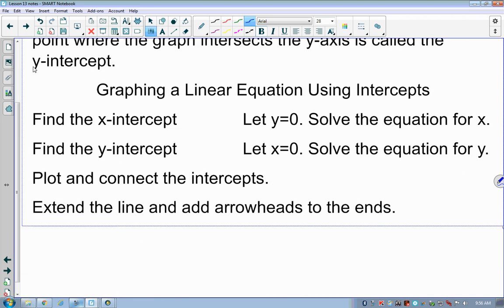Okay. So to find the x-intercept, you let y equal 0, and then you solve the equation for x. One way of being able to plot a line is to find your x-intercept and your y-intercept and just draw the line between those 2 points. Okay, you can do that. So you would let y equal 0 and solve the right-hand side for that. For the y-intercept, you let x equal 0 and solve the equation for y, which is typically just your y-intercept. Okay, plot and connect the intercepts, extend the line and draw arrowheads at the ends.